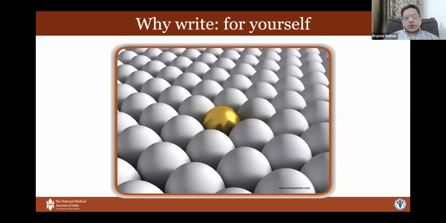But then there's also a more proximate cause for writing. And this is something which everybody understands, and it is probably the one that drives most people, and it isn't wrong. Instead of writing for others, which is what I was talking about so far, it's quite okay to be writing for yourself. Each one of us wants to be that golden egg among a sea of white eggs.